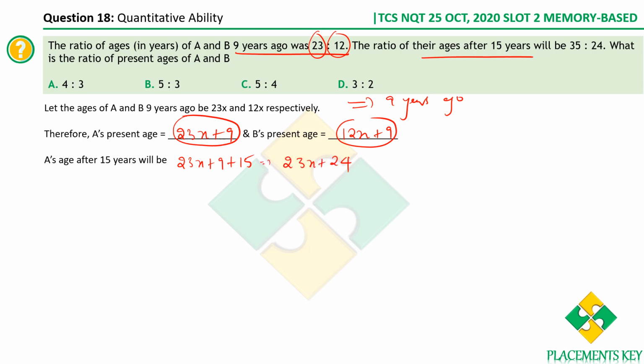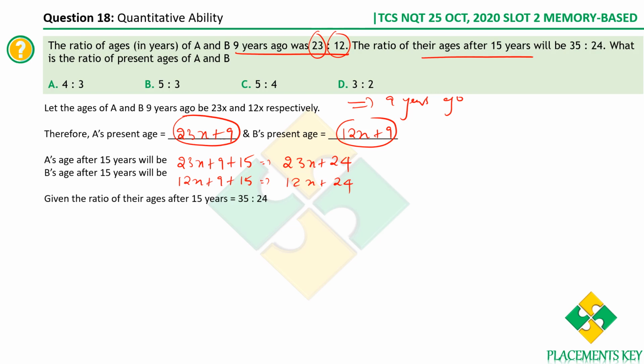So this is A's age after 15 years. Similarly, what is B's age after 15 years? Current age is 12x plus 9. To that we should add 15 years, so that you get 12x plus 24. This is what we get, and the ratio is given, which is 35:24, right?